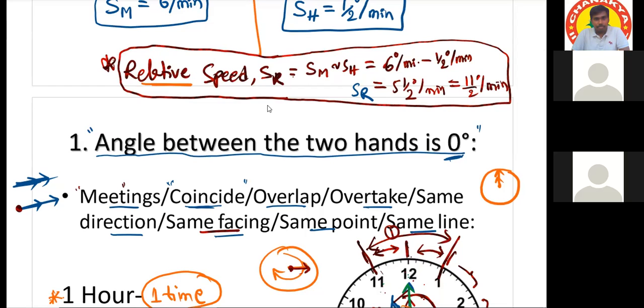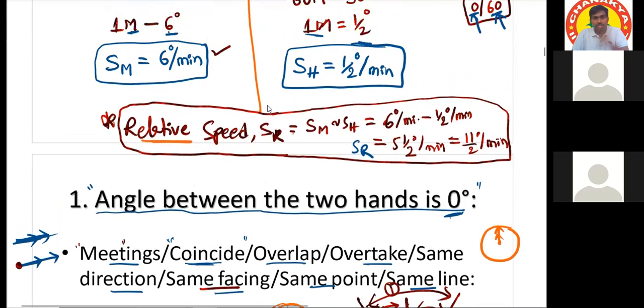Okay. What is the relative speed in a clock? 11 by 2 degrees per minute, that is 5.5. How did you get that 5.5? 6 degrees per minute minus half a degree per minute. Why have we subtracted here? Because they are moving in the same direction. Both the hands are moving in the same direction, that's why we need to subtract.